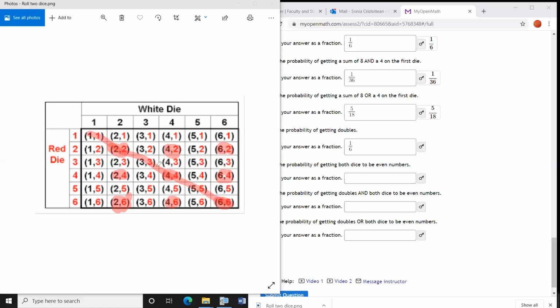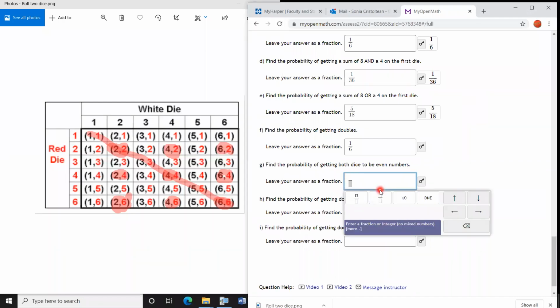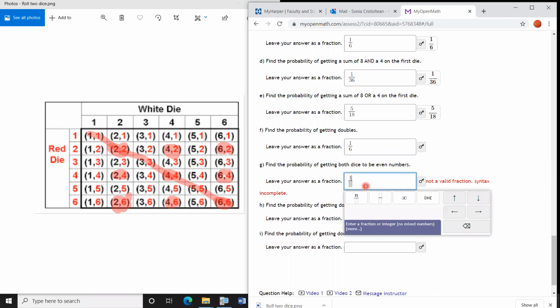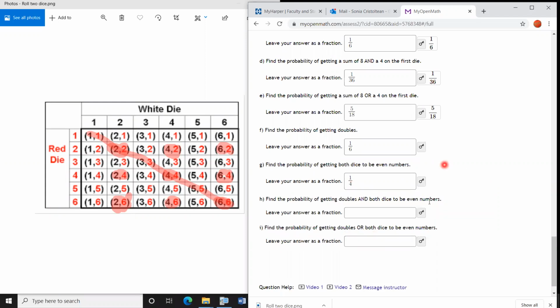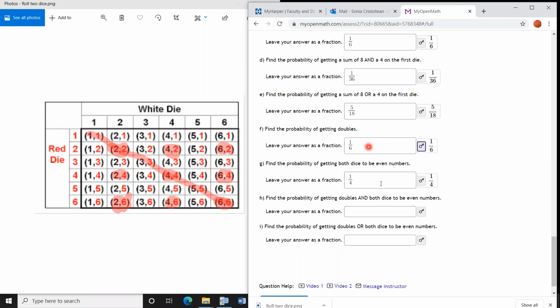So here we have, how many even do we have? Well, you can count even on these rows, and you have 9. 9 divided by 36. And if you divide 9 by 36 and simplify, that is actually 1 divided by 4. Okay, so let's check the answer. It is 1 over 4. I forgot to check the previous answer, but that is indeed 1 over 6.